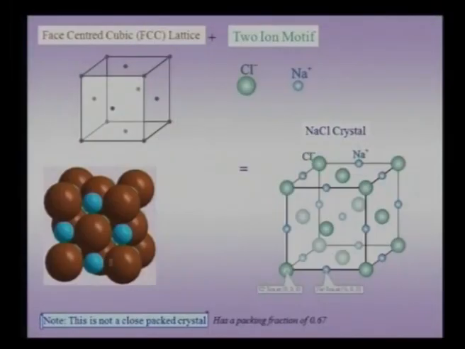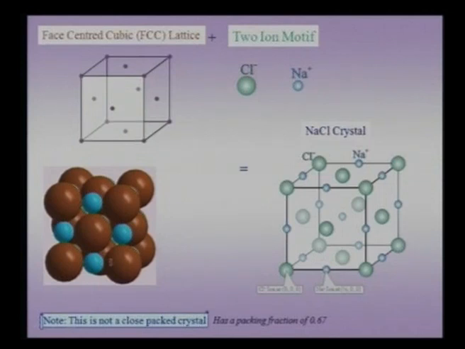So when I use the word FCC, I have to remember it's a lattice, and merely because a lattice is FCC, the crystal I get from decorating this lattice need not be a close packed crystal. Okay, so that point has to be absolutely understood. So let us take up another example which is reinforcing the point I just mentioned.